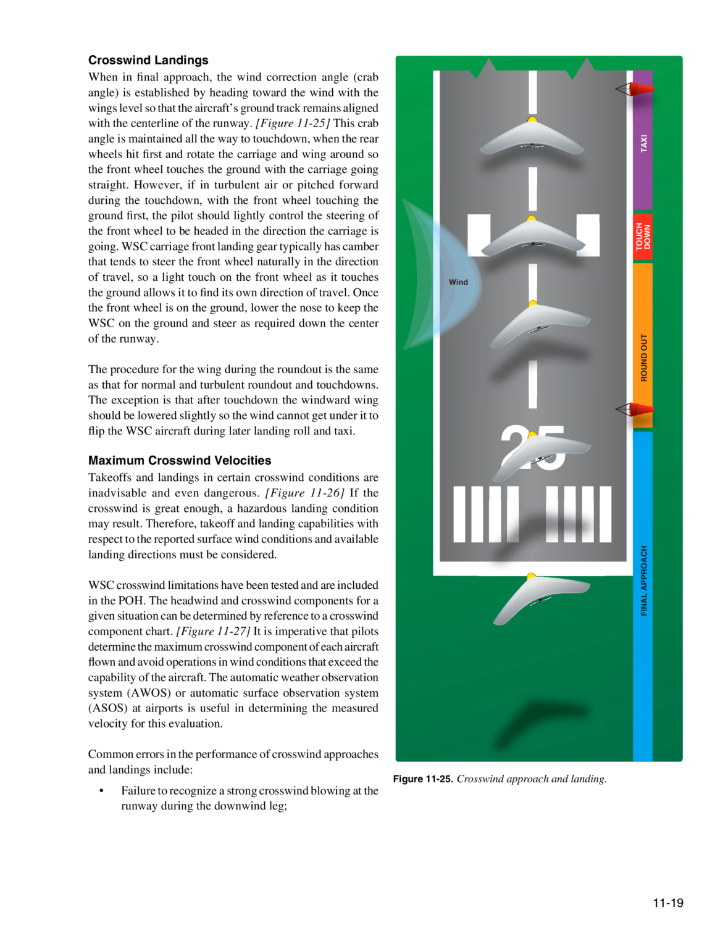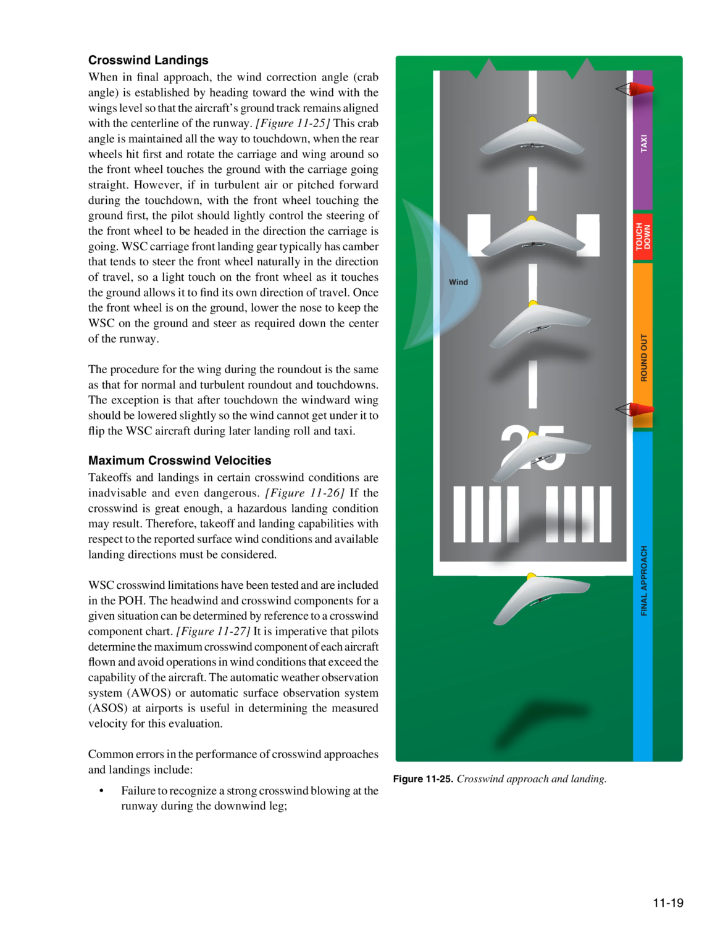However, if in turbulent air or pitched forward during the touchdown, with the front wheel touching the ground, the pilot should lightly control the steering of the front wheel to be headed in the direction the carriage is going. WSC carriage front landing gear typically has camber that tends to steer the front wheel naturally in the direction of travel, so a light touch on the front wheel as it touches the ground allows it to find its own direction of travel. Once the front wheel is on the ground, lower the nose to keep the WSC on the ground and steer as required down the center of the runway.